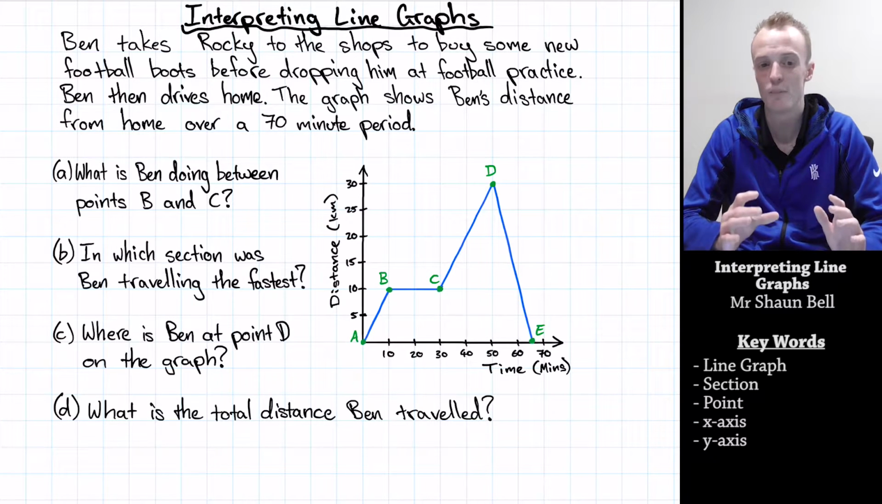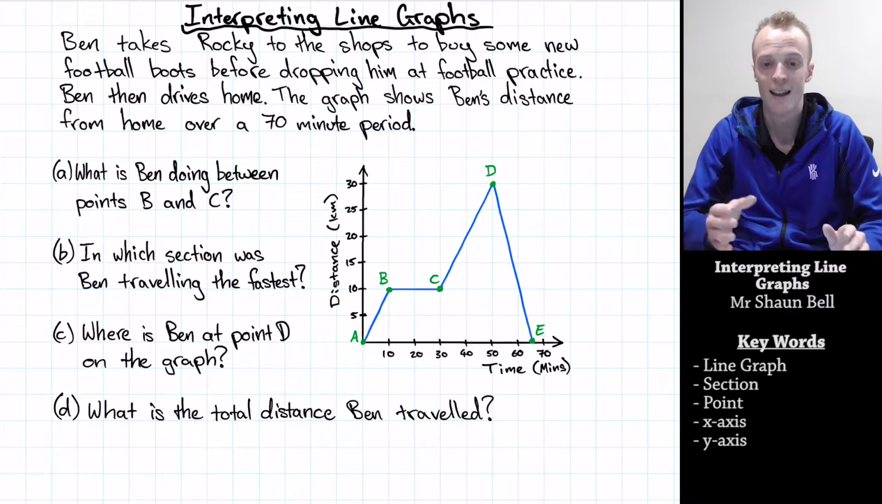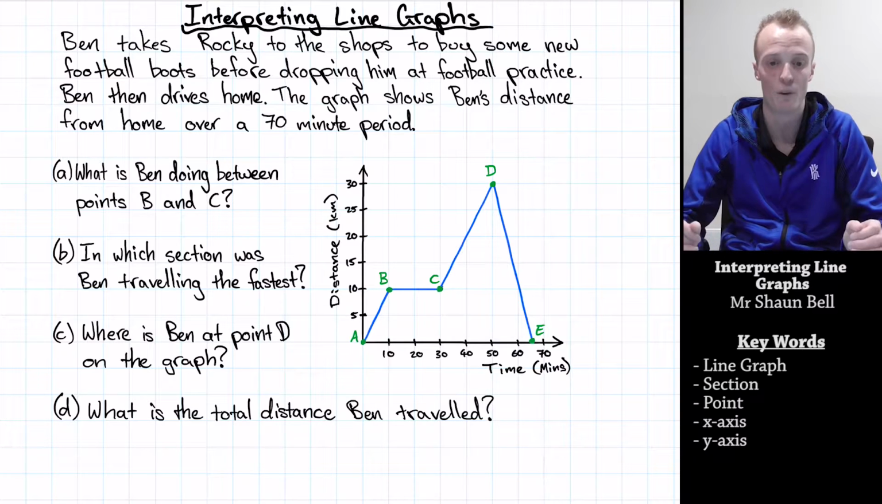Now, your first question you've been asked is, what is Ben doing between points B and C? Well, let's start at point A. Between points A and B, Ben is travelling to the shops. So at point B, Ben arrives at the shops. Hence the reason between point B and C, he doesn't actually move any further away. So what is Ben doing between points B and C? Well, he must be buying those footy boots.